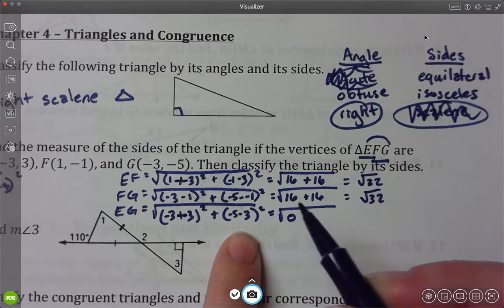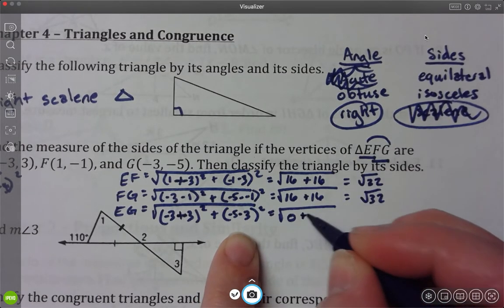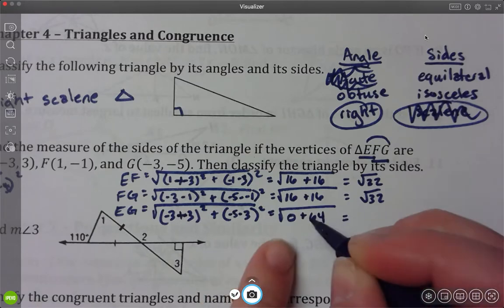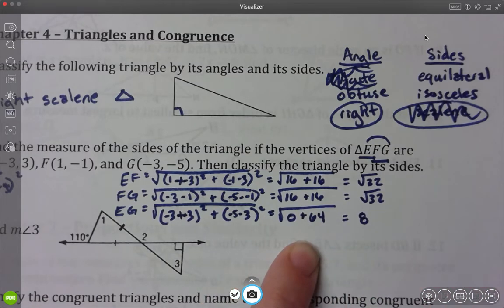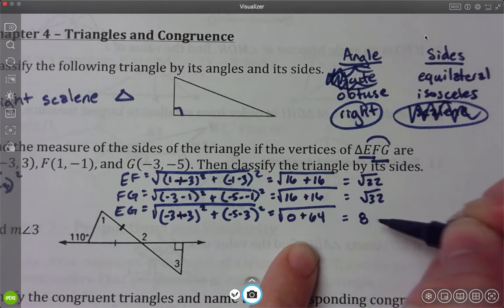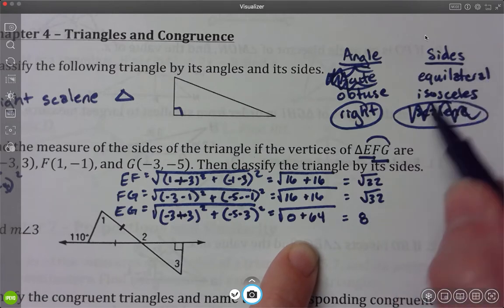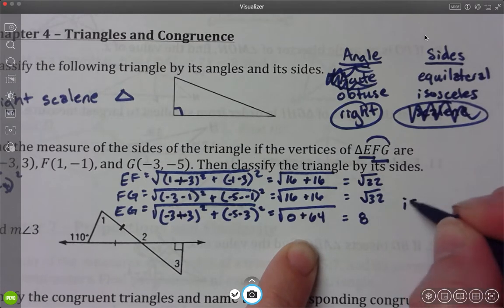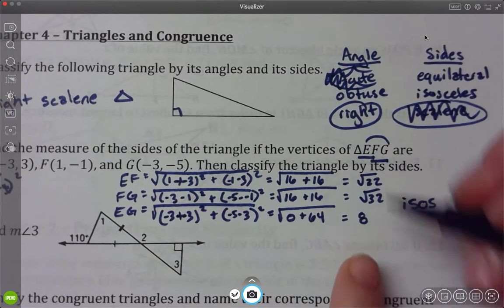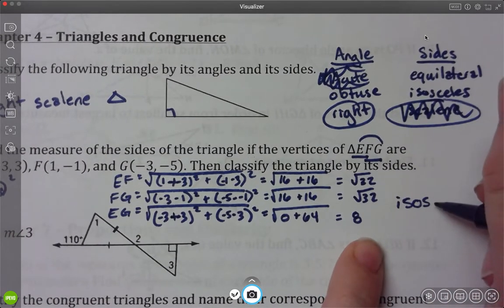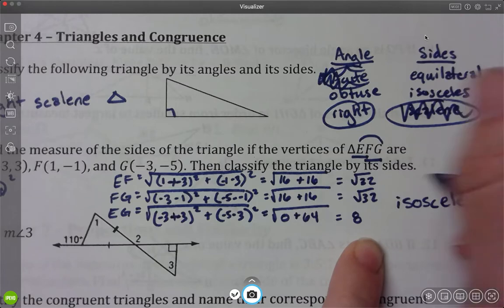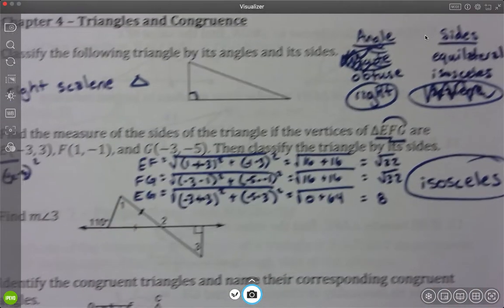-5 minus 3 is -8. Squared is 64. So I have the square root of 64, or just 8. Okay, now the square root of 32 is not the same thing as 8. So we have two sides that are matching and, excuse me, two sides that are matching and one side that is not. So this is going to be an isosceles triangle. Okay, all right, moving on.